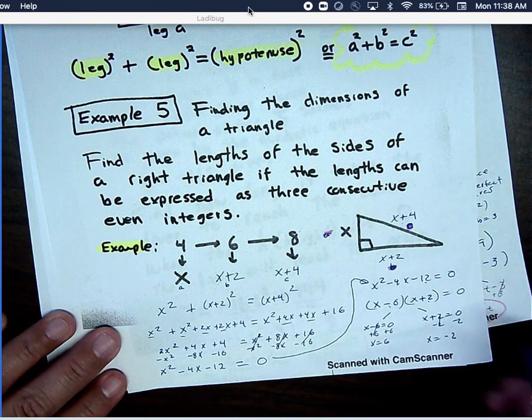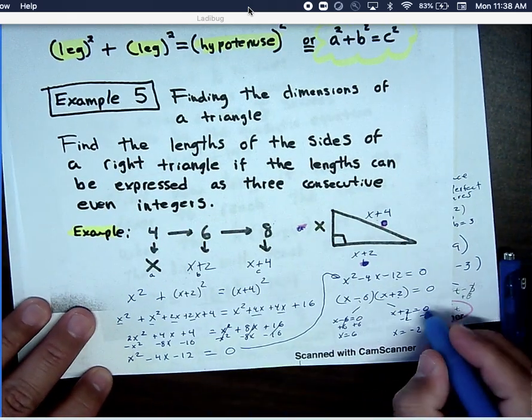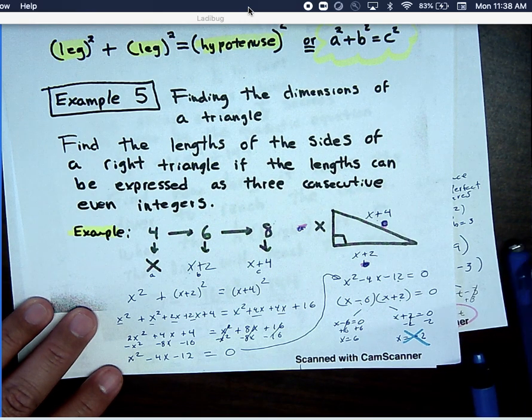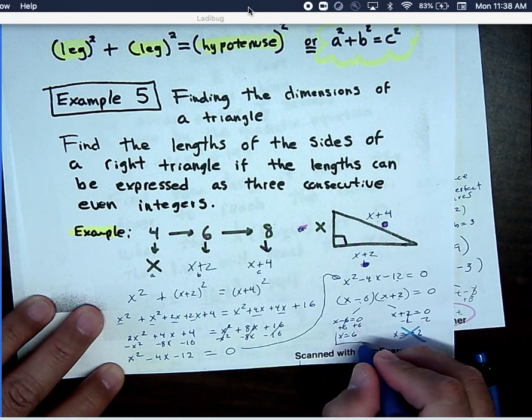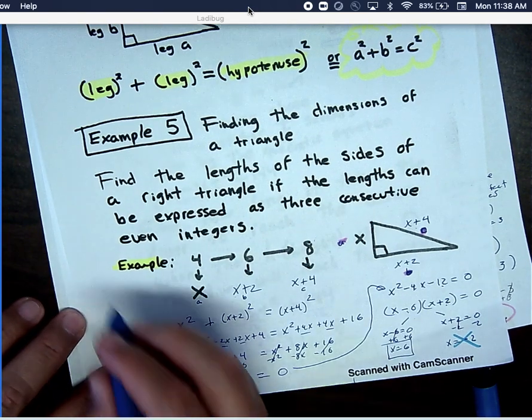Now discard which one. This is talking about length, so automatically we can't have negative length, so that's not a possible answer. So the only possible answer would be 6. Now we need to find these consecutive numbers.